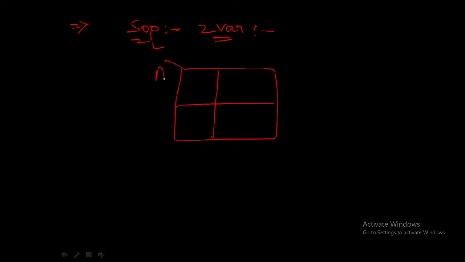A, B, you can write B bar, B, A bar, A. This is one type of representation. Instead of writing 0, 1, 0, 1, you can write A, B bar B, A bar A. I feel this particular implementation structure is somewhat easy. And you can also interchange. You can also write like this.